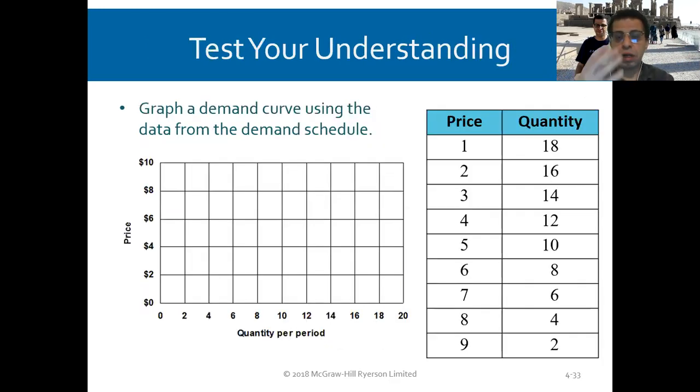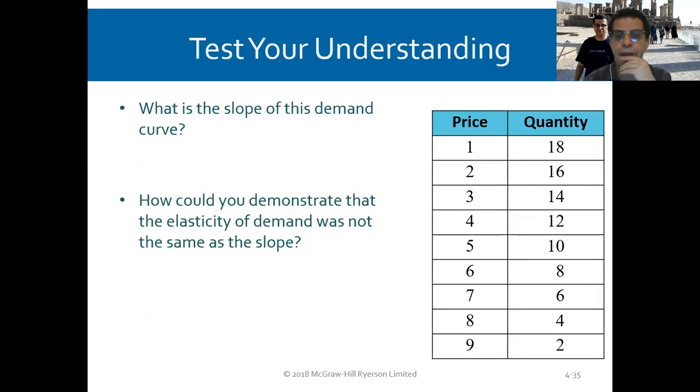Here you're just going to sketch it, basically. And here, graph the demand using the data from the demand schedule. If the price is 1, quantity is 18; if it's 2, 16; if it's 3, 14. So it's kind of a straight demand curve.